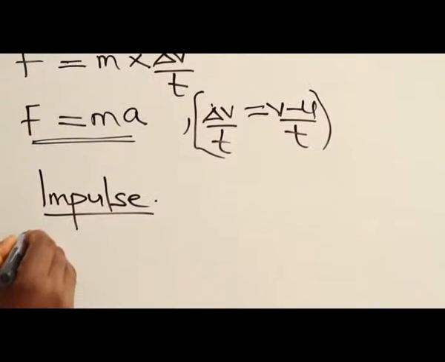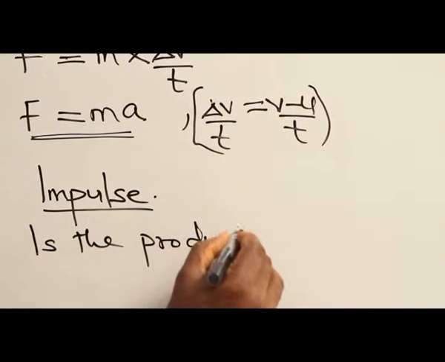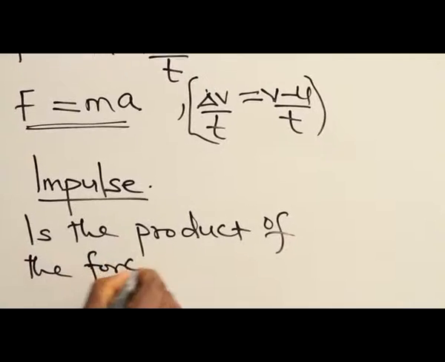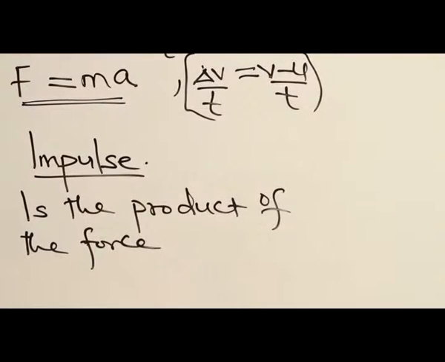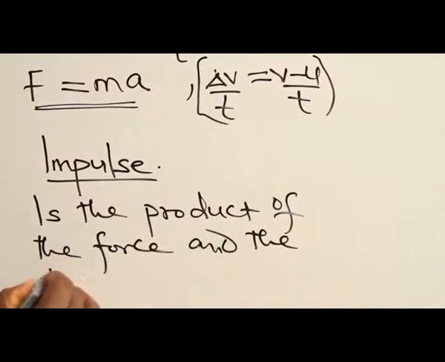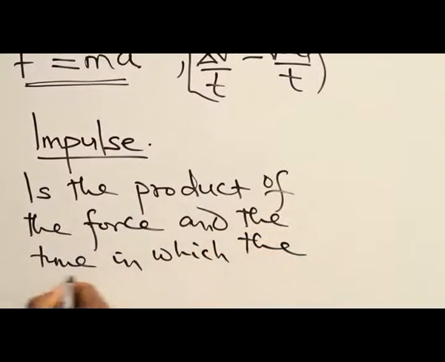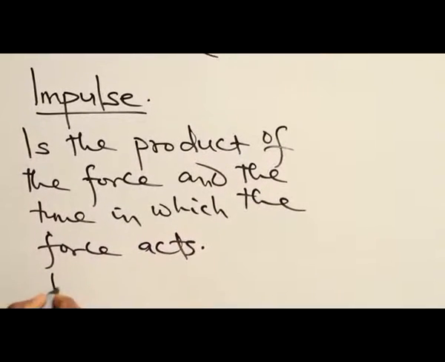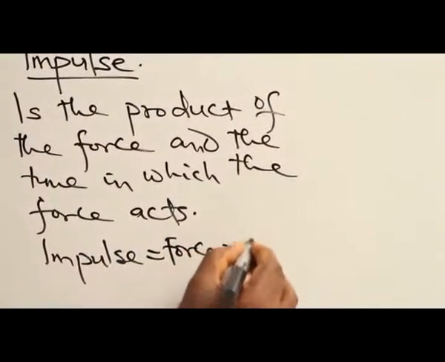Impulse is the product of the force acting on the body and the time at which it acts. Impulse is the product of the force and the time in which the force acts. By this I mean impulse is force times time.